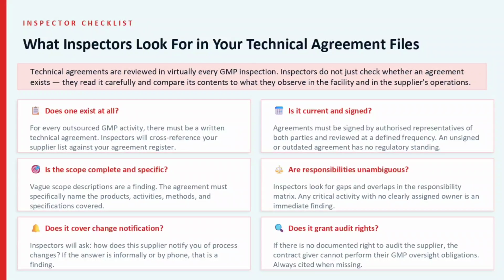Fourth, are responsibilities unambiguous? Inspectors look specifically for gaps and overlaps in the responsibility matrix. Any critical activity with no clearly assigned owner is an immediate observation.